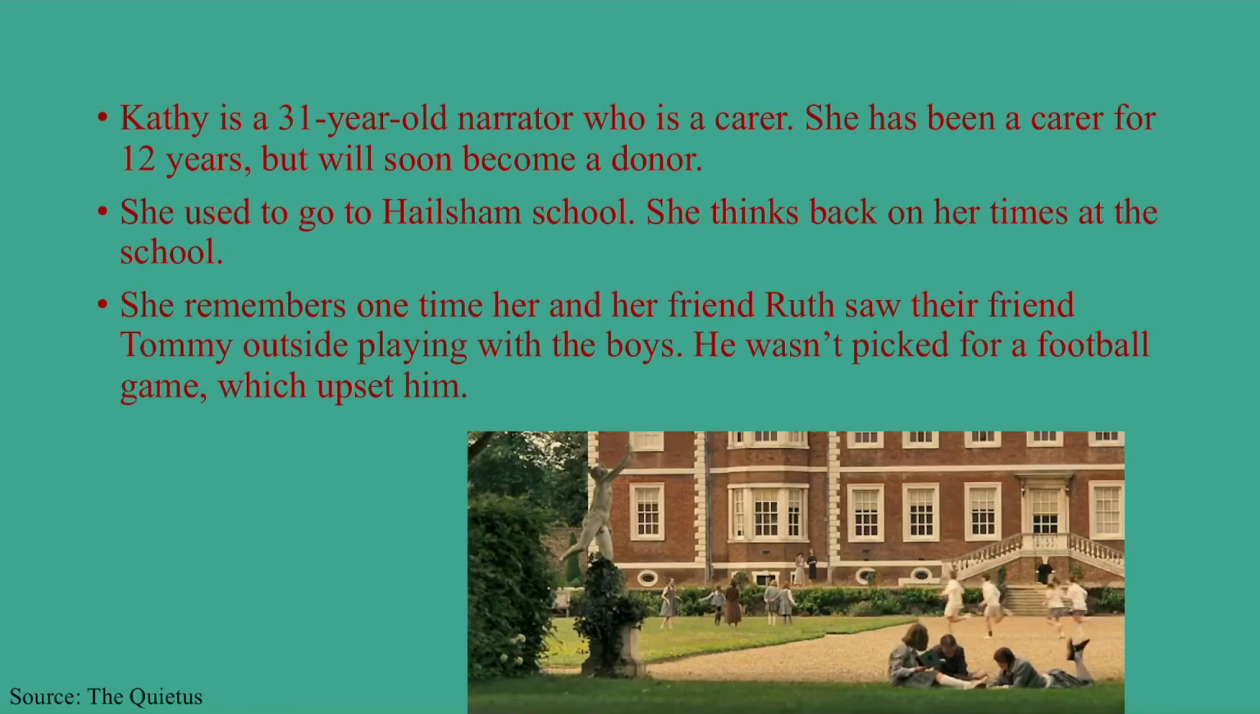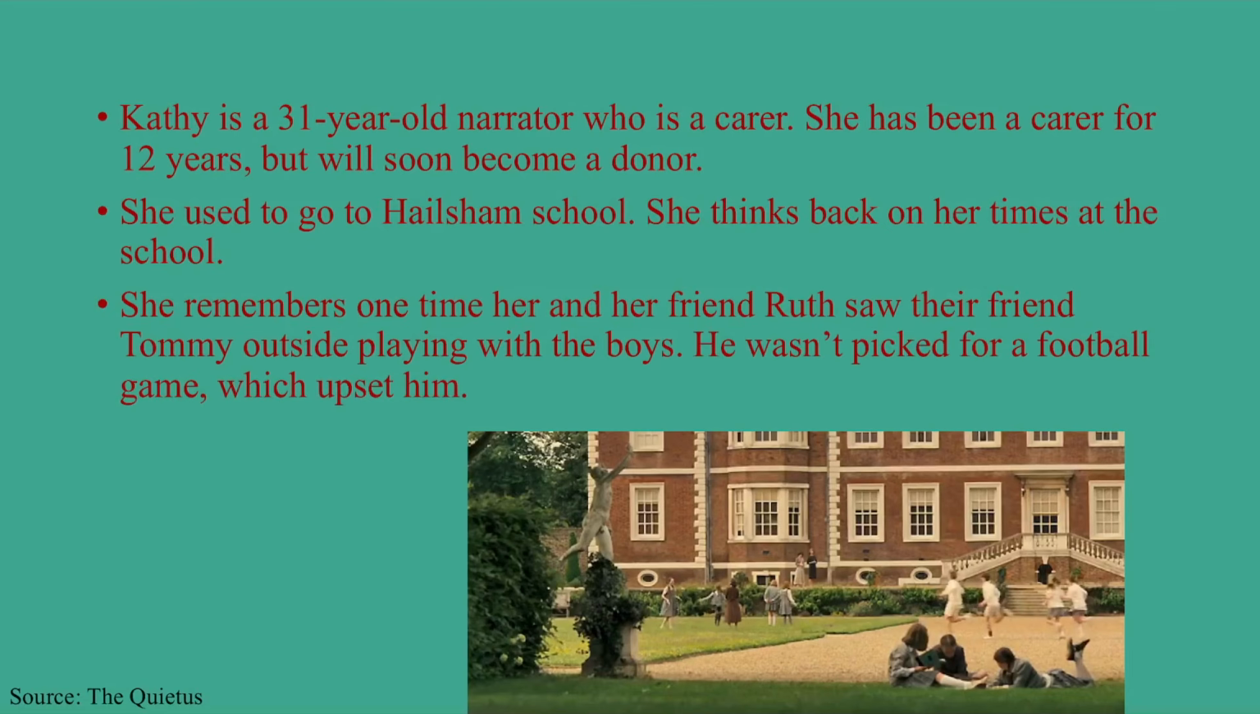Now, with respect to the summary of what happens within the story, it begins with us meeting Cathy, who's a 31-year-old narrator, and she's a carer. She's a clone, and she's been a carer for other clones for 12 years, but she's soon set to become a donor, and once she does become a donor, she will eventually die. She used to go to Hailsham School, which is a boarding school, and she reflects back on her times at this school, and this is what frames the majority of the novel.